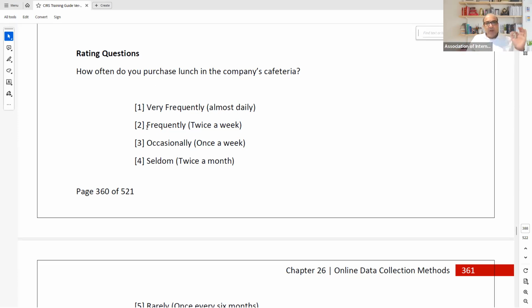So for that type of situation, you're going to create a rating question like very frequently. And if you want to give it a little bit more context, you're going to put almost daily, twice a week, and so on and so forth. So this is rating questions. And when in the exams you get questions with this format exhibited as a sample for you to cross-reference as qualitative or quantitative data collection method, you would obviously say this is qualitative.